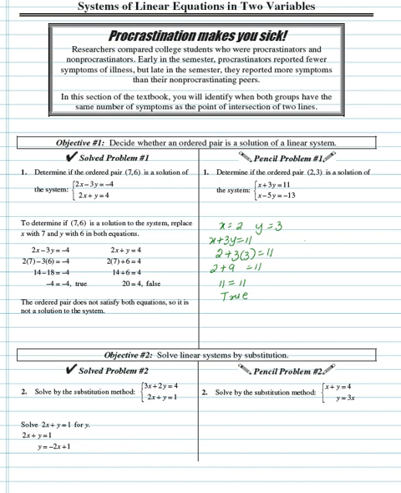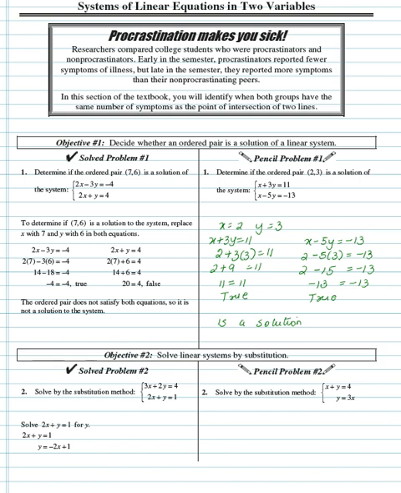Now with the next equation, which is x minus 5y is equal to negative 13. X is 2 minus 5 times 3. So 2 minus 15, so negative 13 is equal to negative 13. That's a true statement. Since the ordered pair satisfies both the equations, this is a solution to the system of equations.